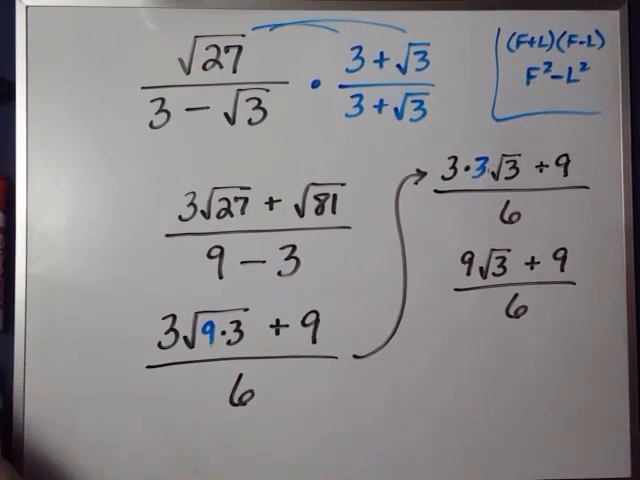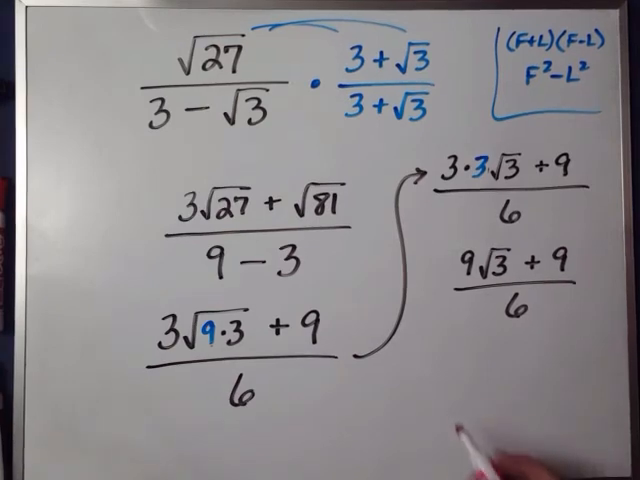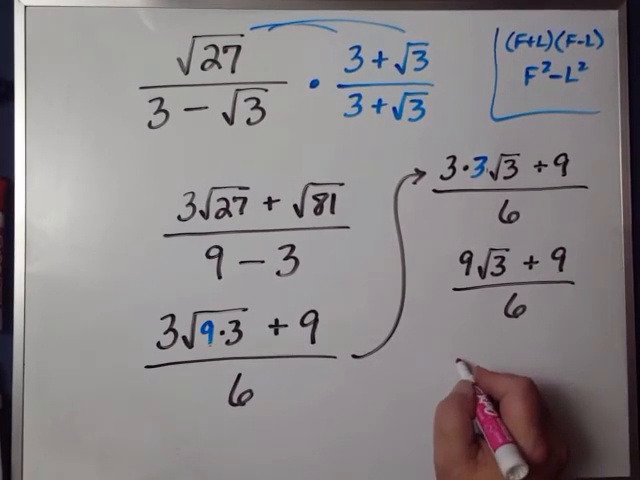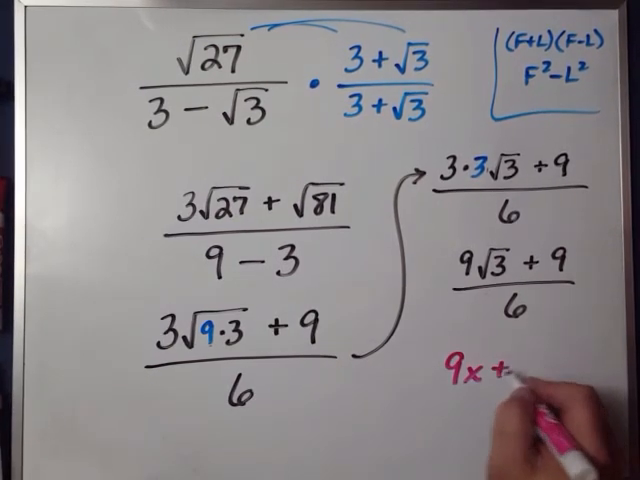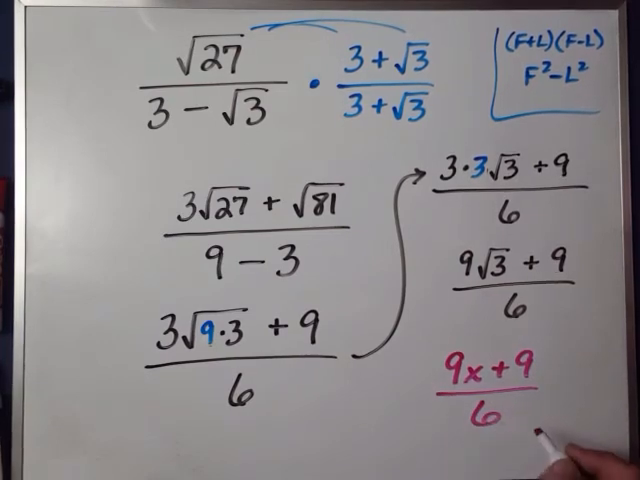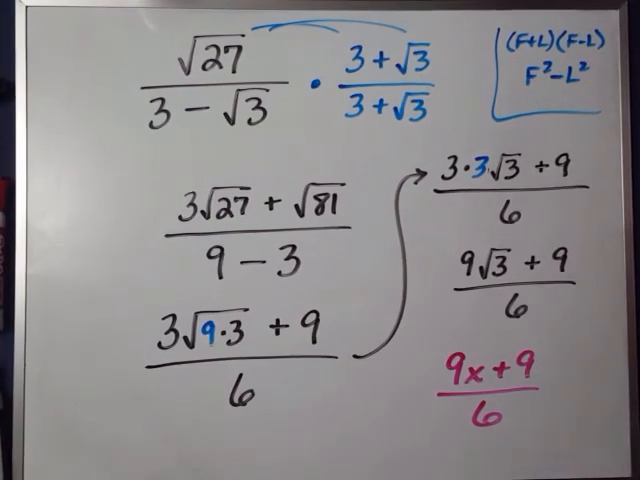If we were back in chapter 6 and I had 9x plus 9 over 6, is that simplified? No. What would I need to do? I would need to factor out a 9 in this numerator and reduce. Well, I also want you to think about this.